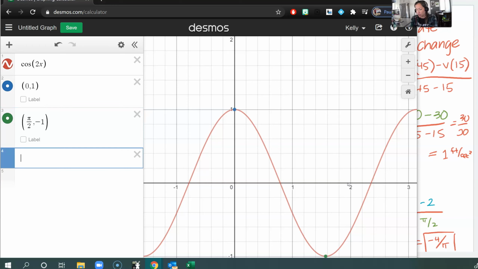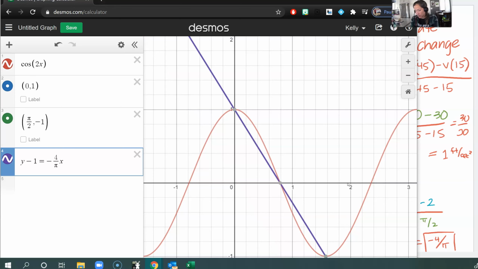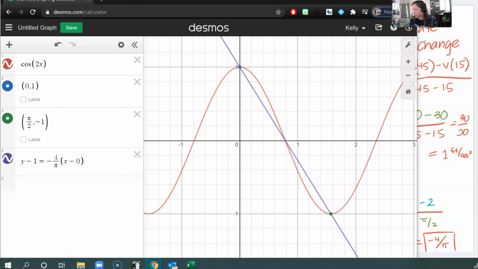If we wanted to check that, we can go ahead and graph that line. Negative 4 divided by pi. Of course, this is just a line with the slope. It's not in the right place. So we need to use one of those 2 points and our point slope form. We could say y minus 1. So we can see we did create a nice little line that goes through those 2 points and has that slope. So that negative 4 over pi is the correct average rate of change.